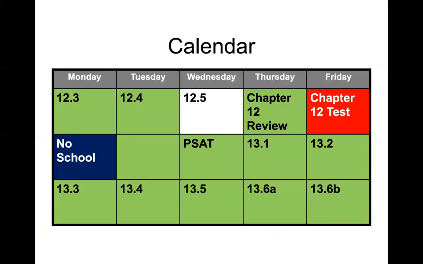Remember, you're going to be taking that PSAT on next Wednesday. You have to bring in your graphing calculator. You have to bring in your graphing calculator for that day of the test.